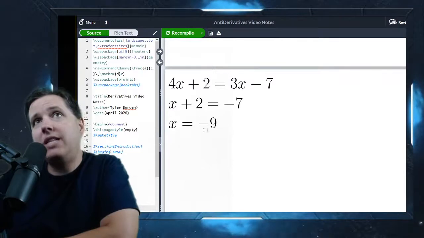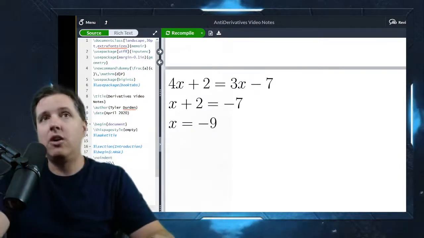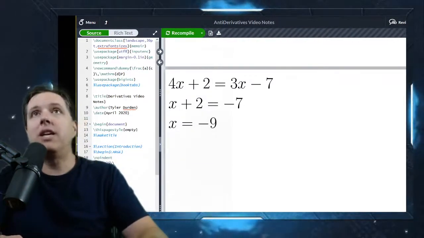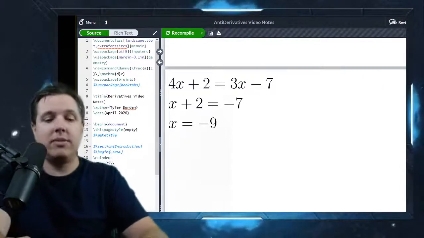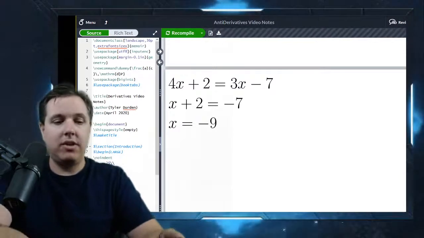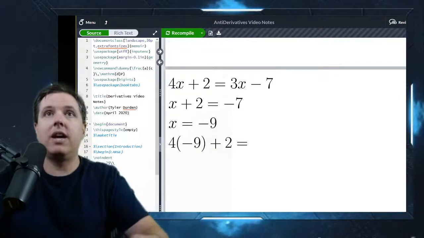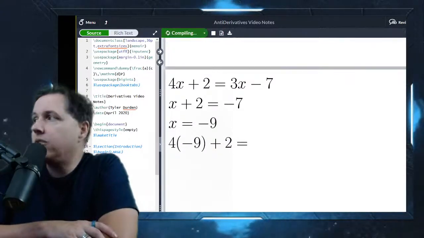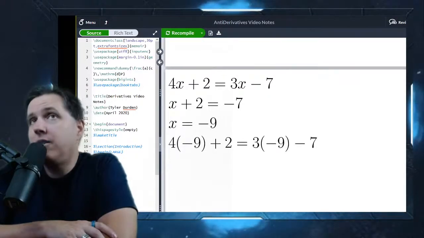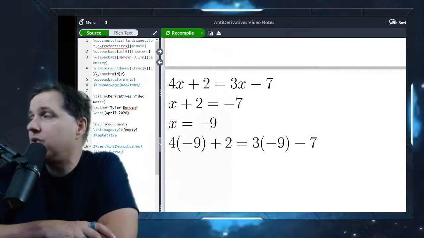It's a number that when I take it and plug it into the original version, gives me a true statement. So let's see if this gives us a true statement when we check it. So if I plug in -9 and I take the original equation, I get 4 times -9 plus 2 equals 3 times -9 minus 7. Right? So see how it's like that evaluate that you did on some of your homework? I'm just substituting -9 in for x because that's what we think the solution is.